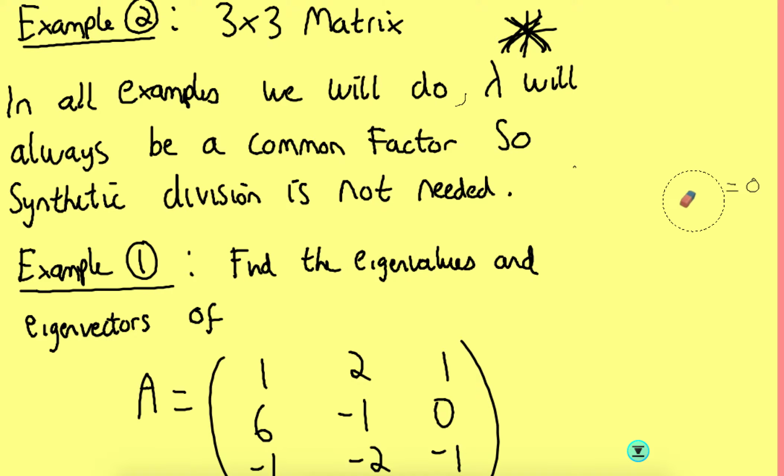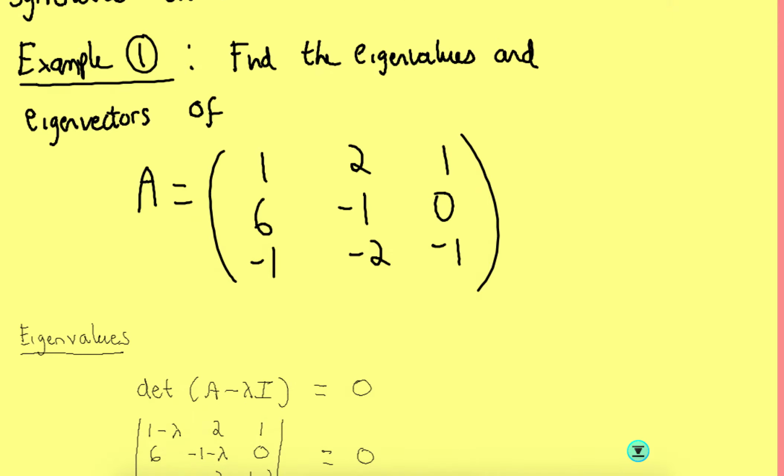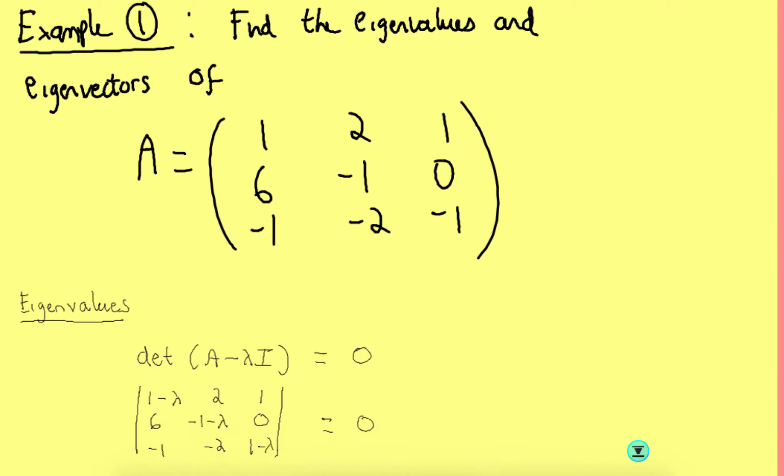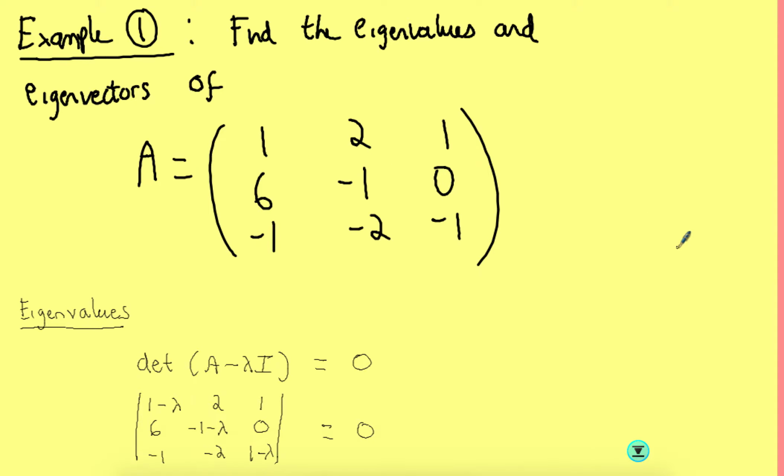Right, now we need to remember some stuff from matrices in order for this stuff to work, but hopefully as I go through it, you remember all that stuff. So, example number 1, find all the eigenvalues and eigenvectors of A, which is matrix 1, 2, 1, 6, negative 1, 0, negative 1, negative 2, negative 1.